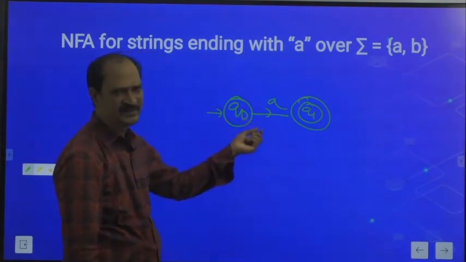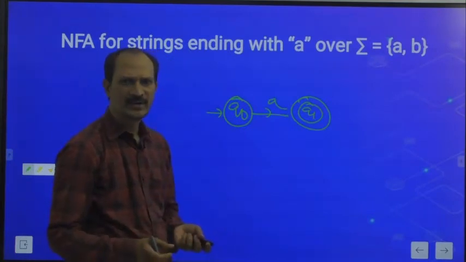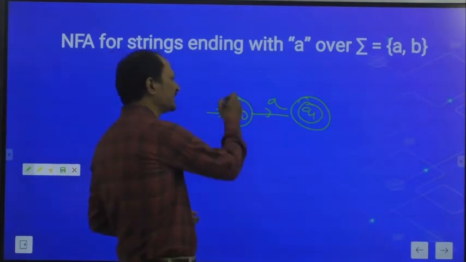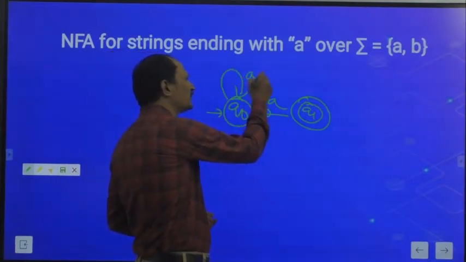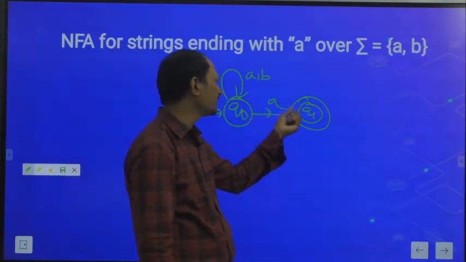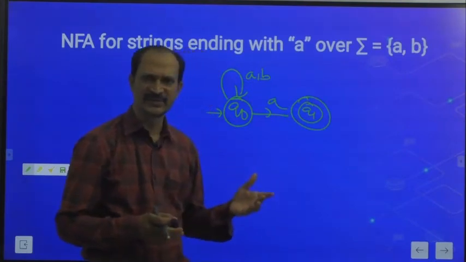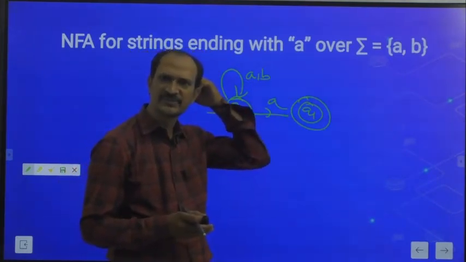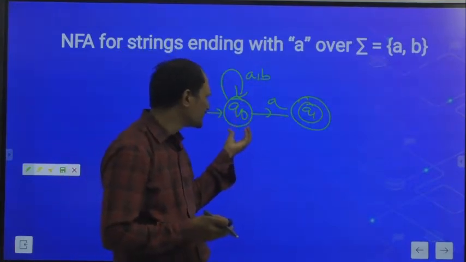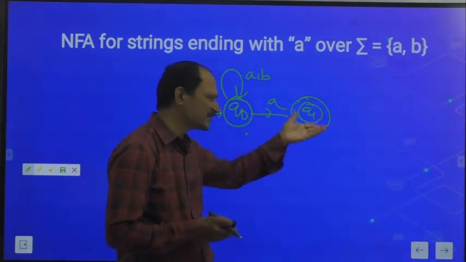The string is ending with A. Before that, whatever happens, I don't care. I need to reach the final state with at least one A. That is my criteria. Whatever happens before this, I don't care. Since I have reached Q1 with A, my condition is satisfied. That is, I am able to construct an NFA machine that accepts the set of all strings that end with A. With one A, that is enough for me to reach the final state.